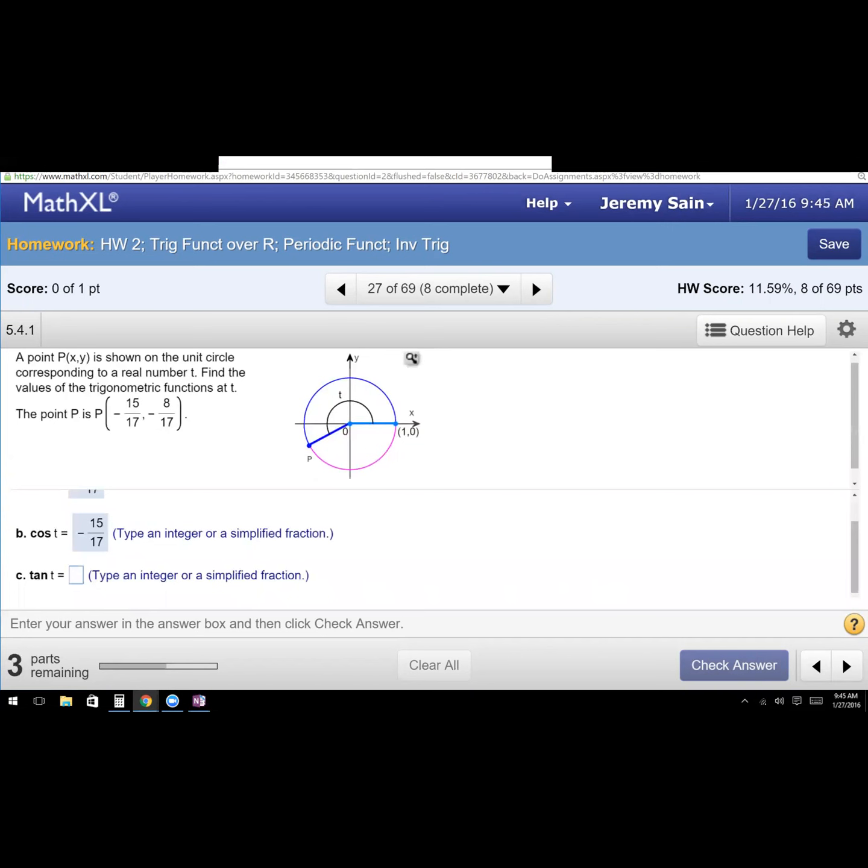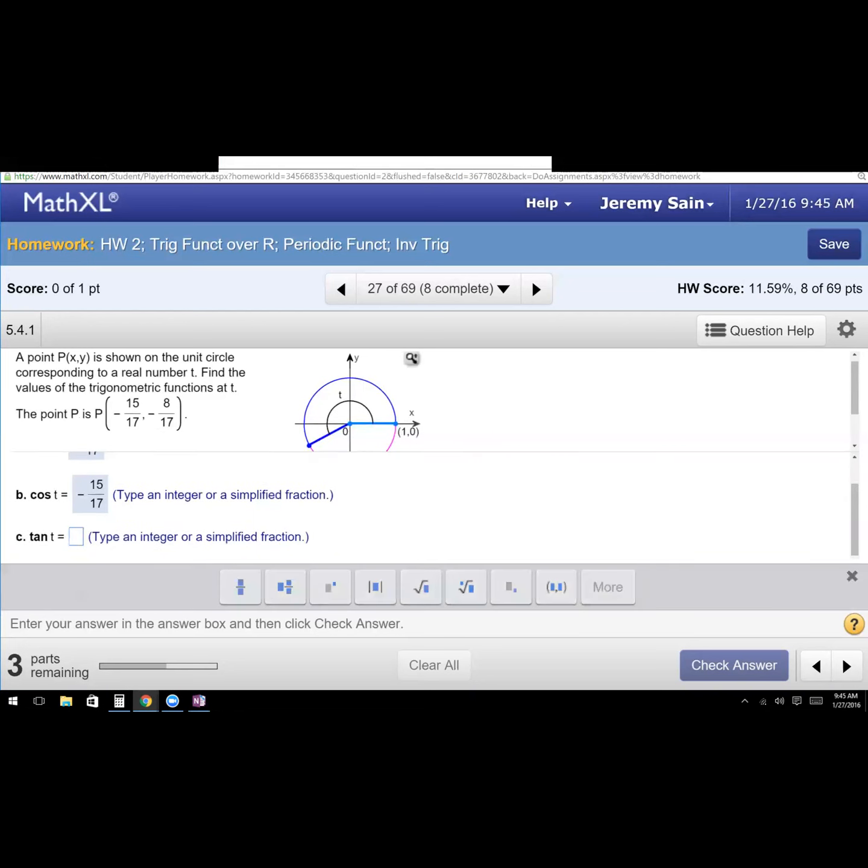What's tangent going to be? That's both of them. Yes. Which one is divided by which one? Yeah, it's sine over cosine, which would be y over x. So 8 over 15, because the 17s cancel. It's nice. The denominators cancel a lot.